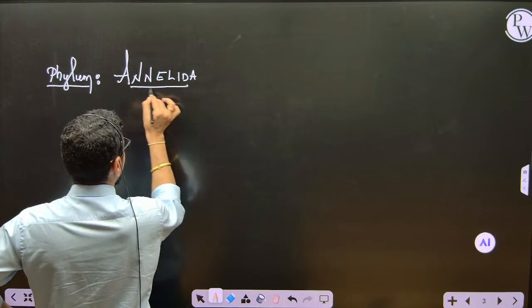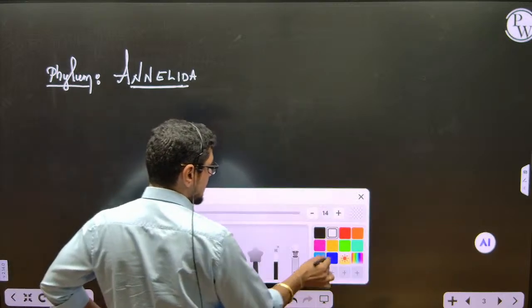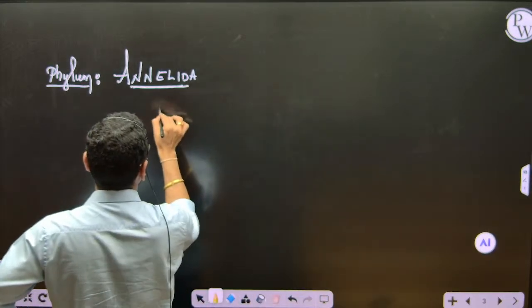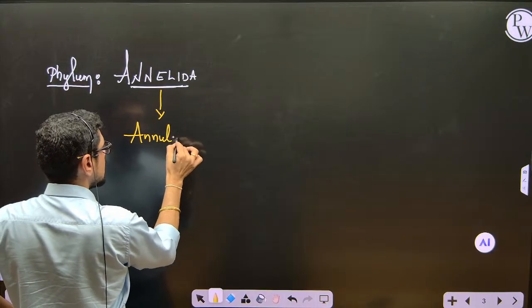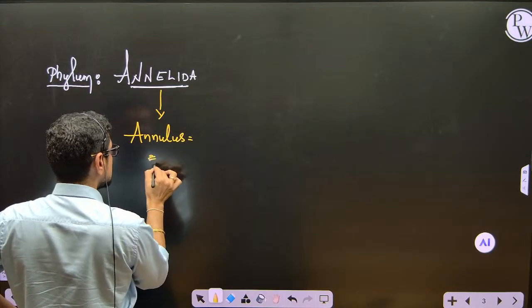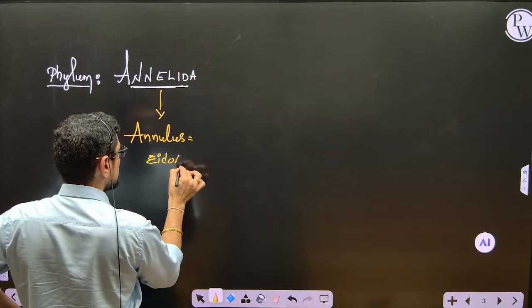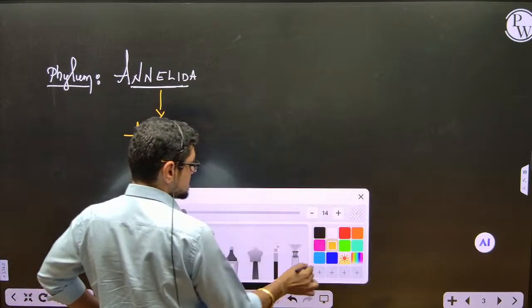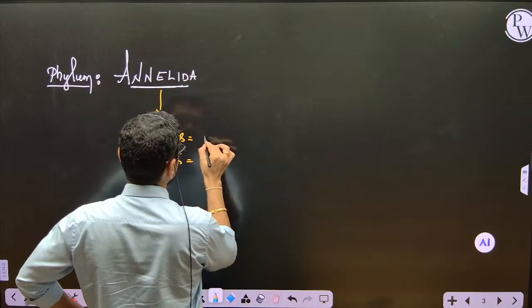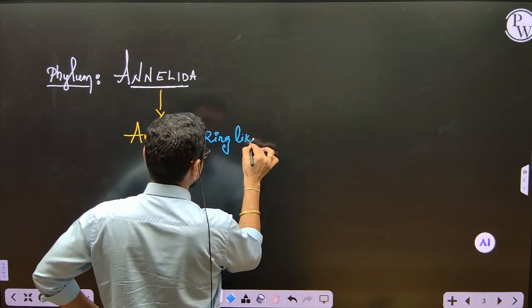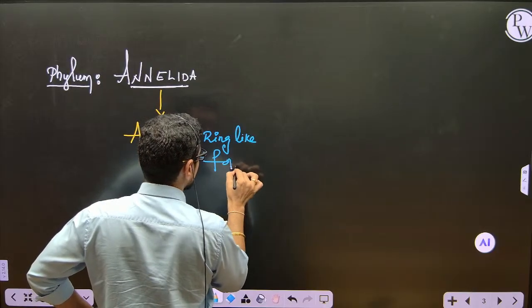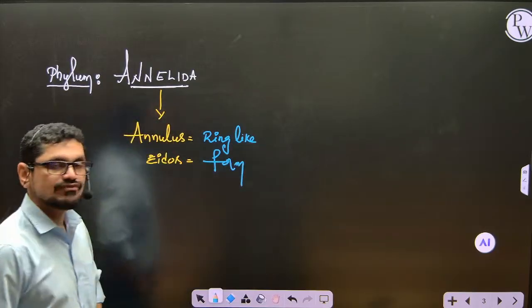Annelida. So what is this Annelida? There is a meaning for this. Annelida means annulus plus eidos. So what is the exact meaning? Annulus means ring-like, and eidos means form. Ring-like form.